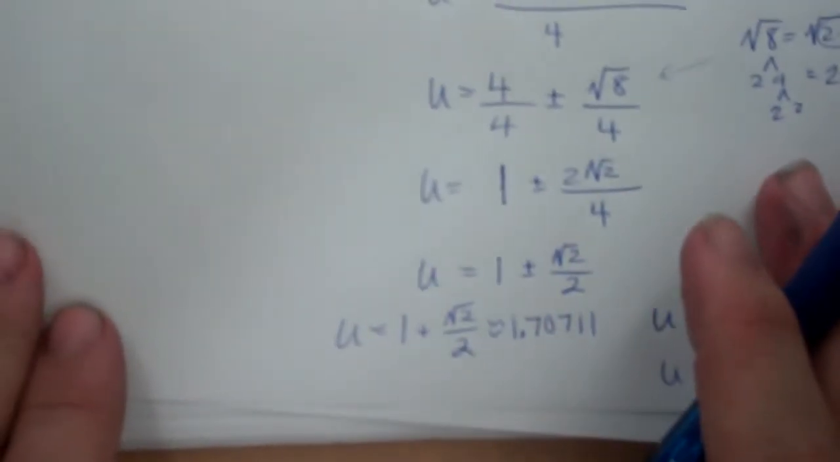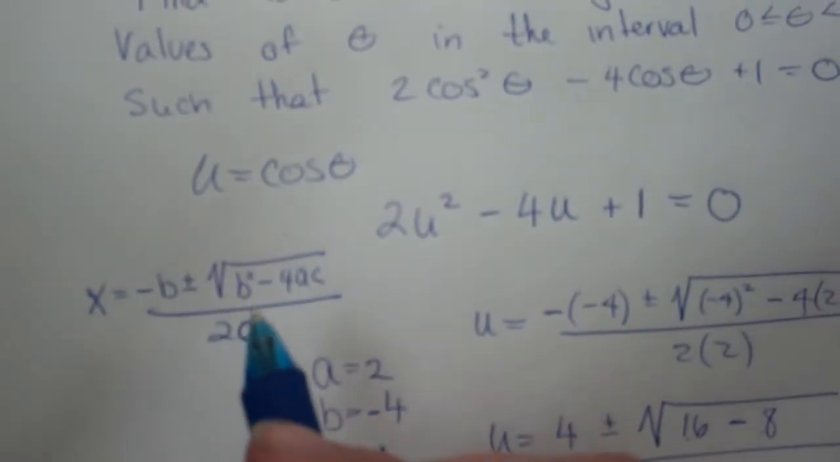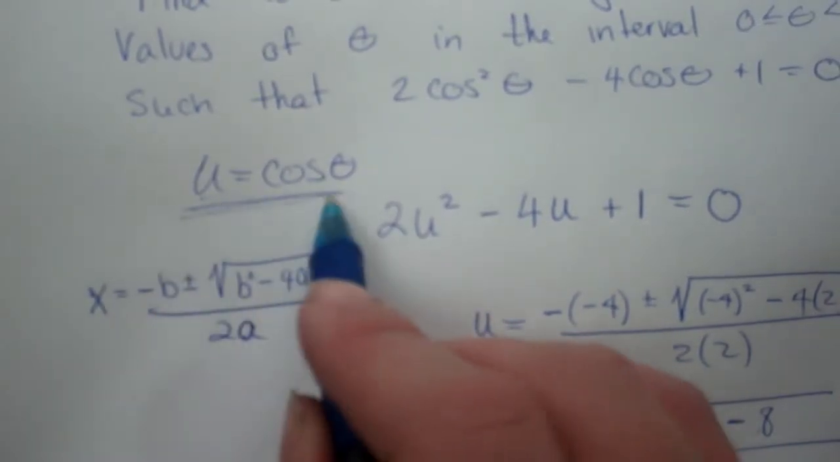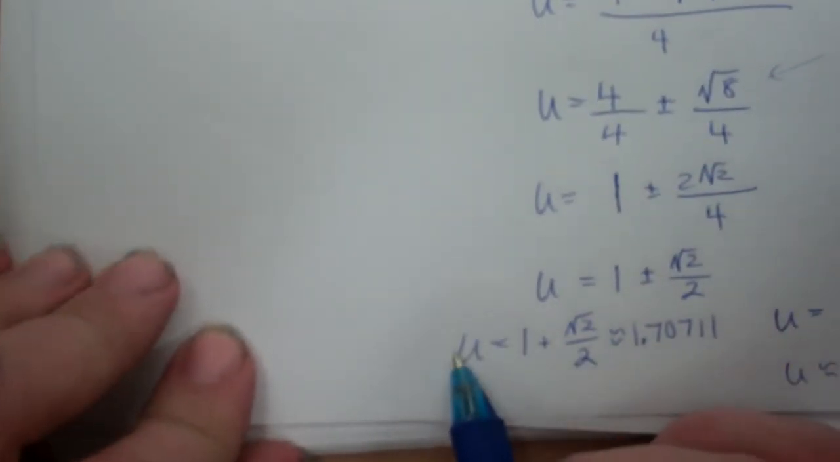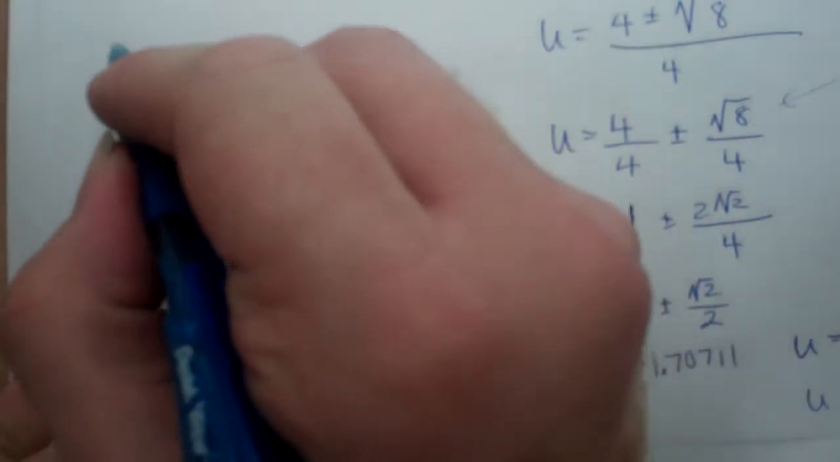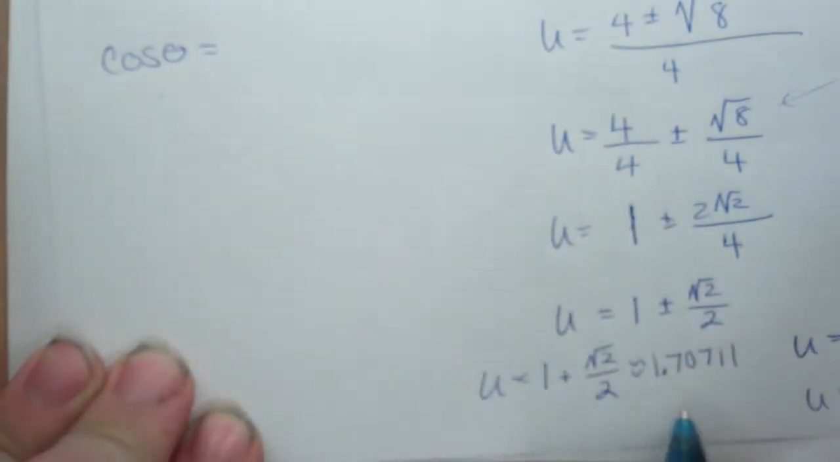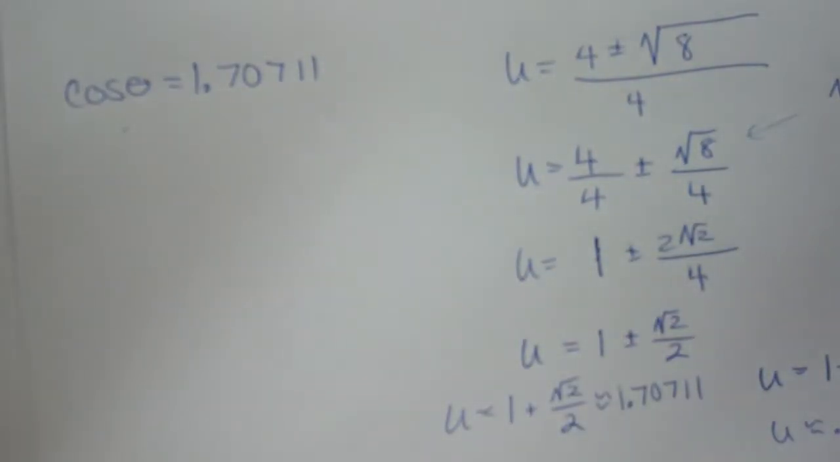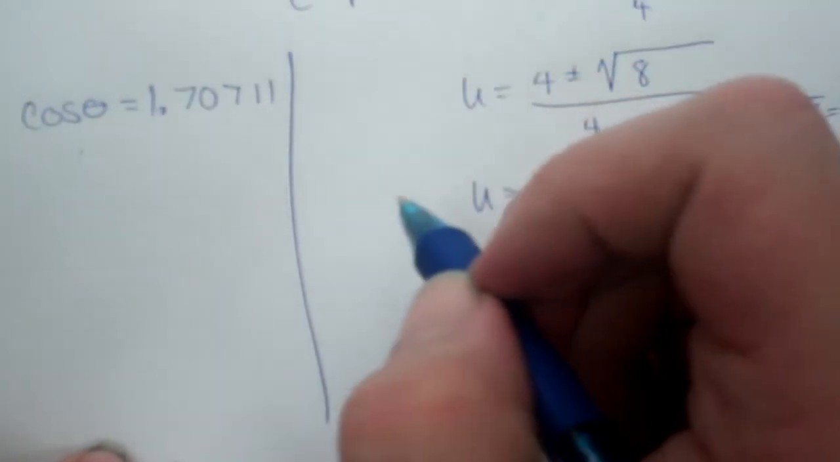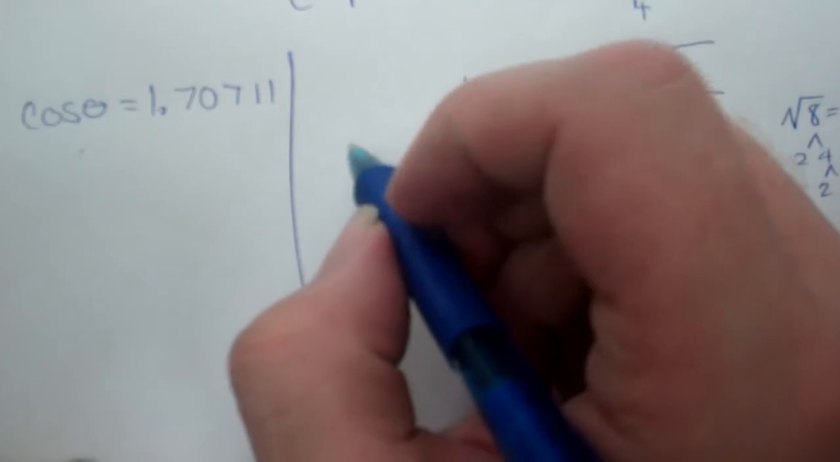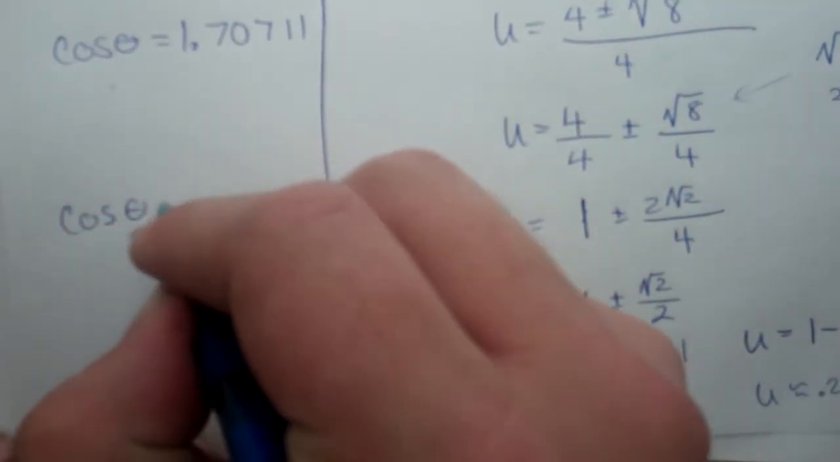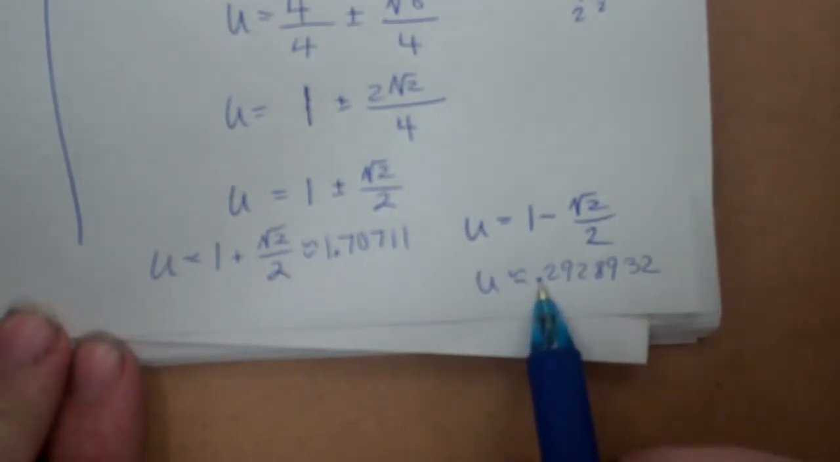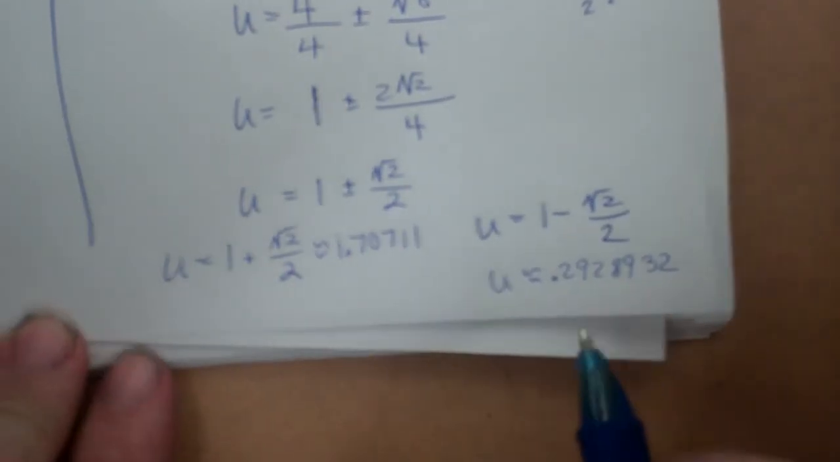It's time now to go ahead and bring back what that u was filling in for. What was that u filling in for? Well, if you go way back here, we said u was the cosine of theta. So we're going to bring these values back. See, u is equal to this, which means that the cosine of theta is equal to 1.70711, right? Or u is equal to, or we have that the cosine of theta is equal to this value for u over here, which was 0.2928932.